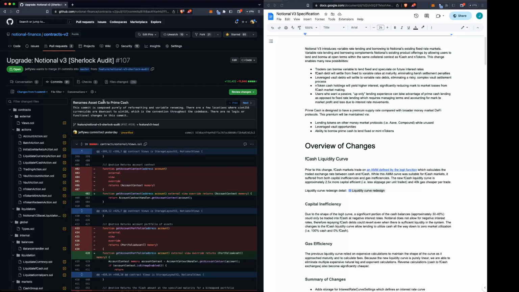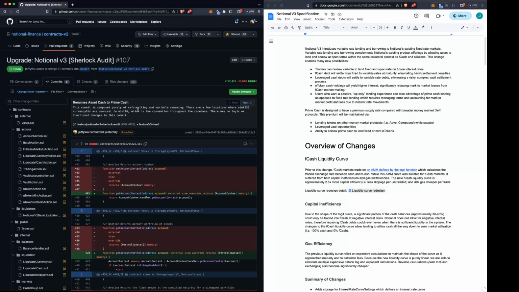So the first commit here is a renaming of asset cache to prime cache. This is really the core part of what's changing in Notional V3. In Notional V2 we have this concept of asset cache, and to date that's really been C tokens. And C tokens earn interest on Compound V2, and that interest is earned throughout all users who have deposits on Notional. Now, in Notional V3, that's going to change from C tokens to what we're calling prime cache. And prime cache is going to be the native variable rate lending and borrowing market on Notional V2.